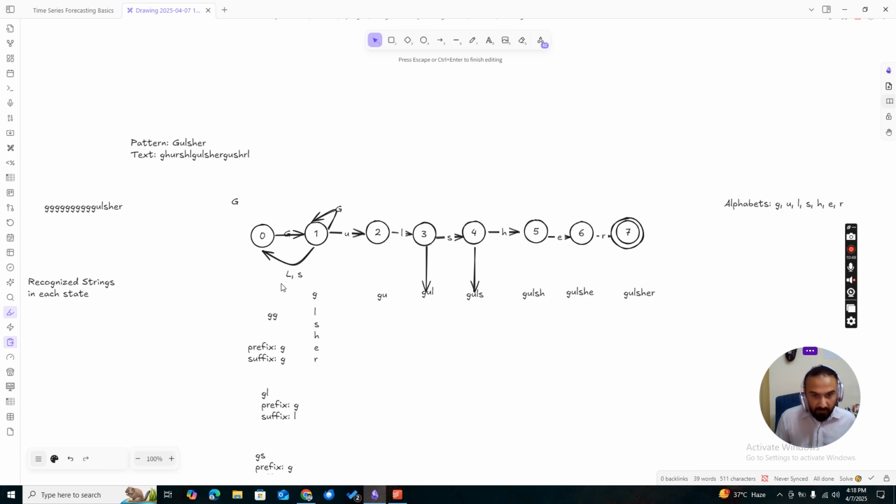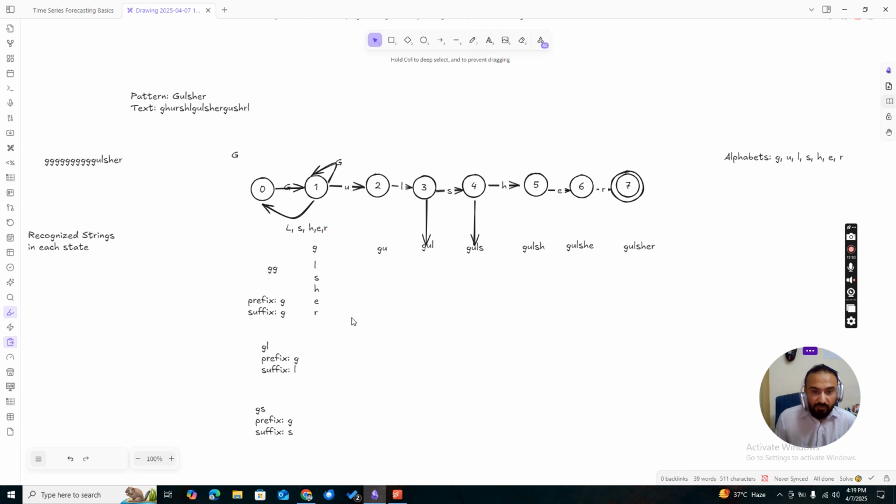I have written L in capital so it is much clearer. On S we will also roll back to the initial state. Similarly for H we will roll back to the initial state because the prefix and suffix will not match, and for E and R as well. So to sum it up.